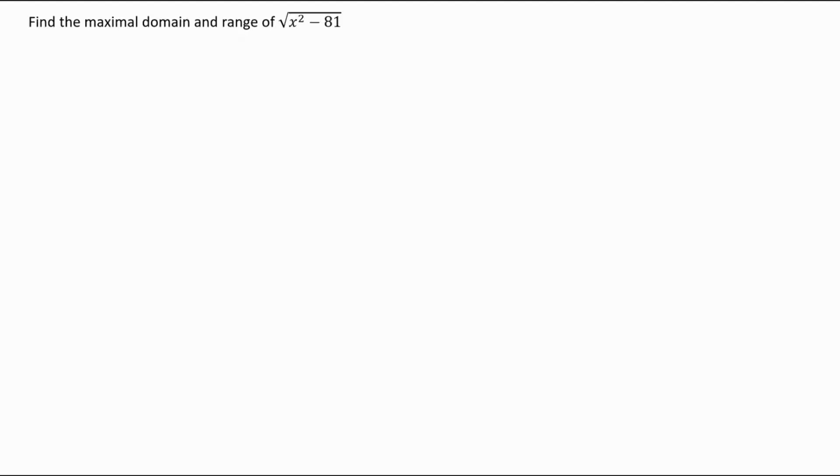So to tackle a question like this, what we basically have to do is find what values of x will allow this to be positive. What values of x will allow x squared minus 81 to be positive? Because we know from our understanding that x squared minus 81 must always be greater than or equal to 0 because we're dealing with a square root function. We can take the square root of 0, just not the square root of negative numbers.